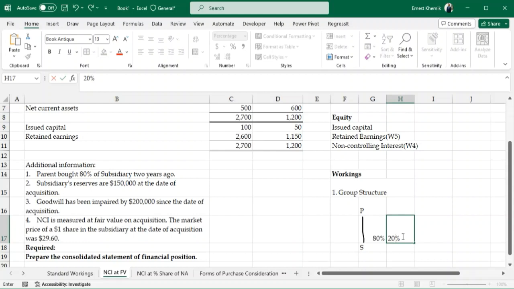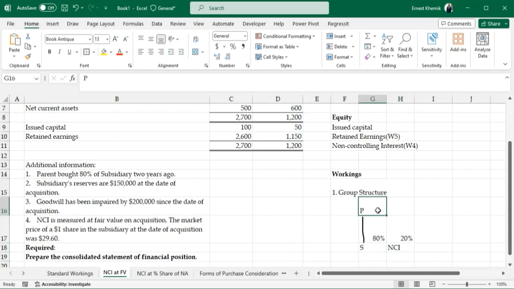Now this 20% is what we are calling the non-controlling interest. The non-controlling interest. This 80% is referring to the parent. All right, so let me align this so they are aligned. And then also let me put this at the middle, this is at the top bit. So we have the NCI being 20%.